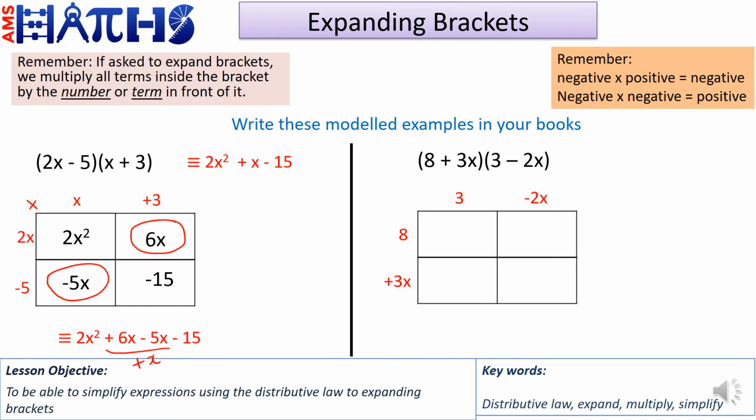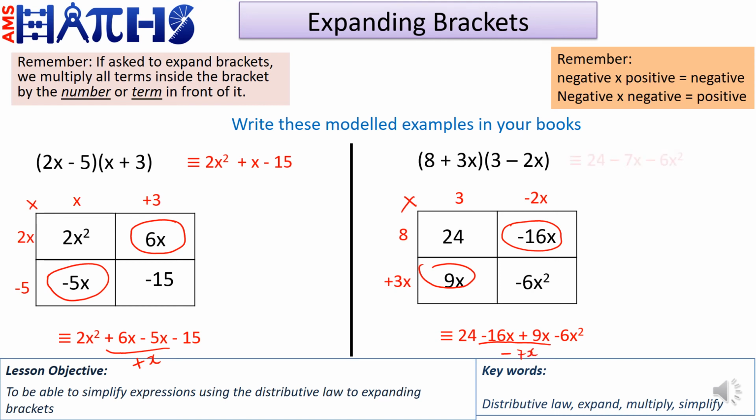Okay, so we should multiply the numbers on the grid. When you multiply, you would have gotten 24, minus 16x, plus 9x, minus 6x squared, written below. Here we see that the terms in x can be combined. So we have a minus 16x plus 9x, which will give us a minus 7x. And so our answer will be 24 minus 7x minus 6x squared.